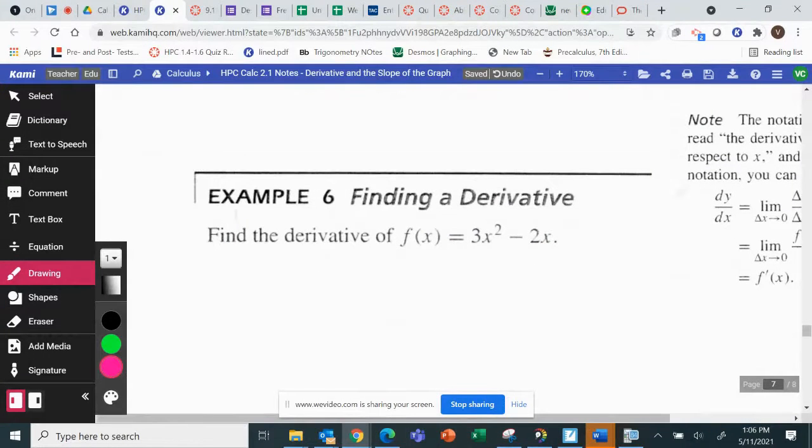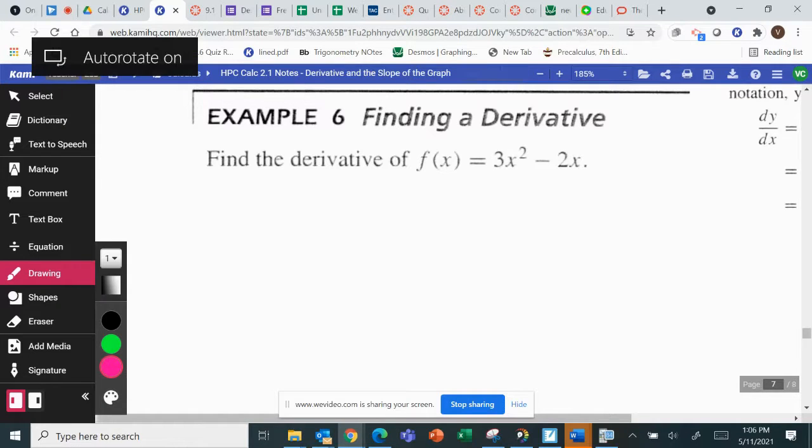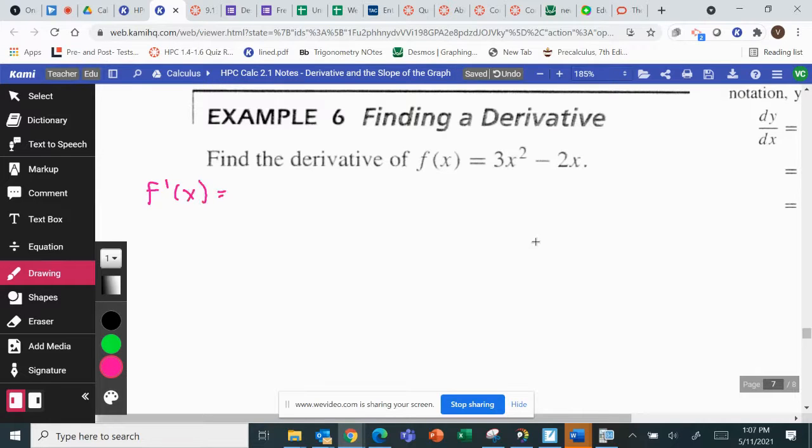So example 6, finding a derivative. So we're going to find the derivative, and we're not going to do anything different that we didn't do last class. So we're going to find the derivative of f of x equals 3x squared minus 2x. So we're going to start with f prime of x. So that's the new part. I put f prime of x in front of it. That's what's new. So now we're going to do the limit as delta x approaches 0.